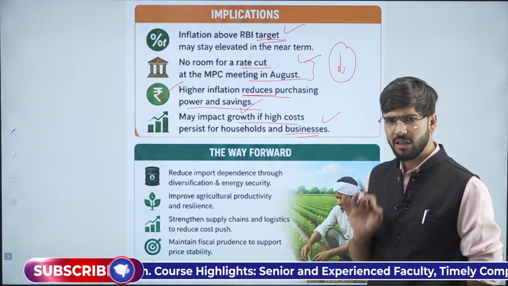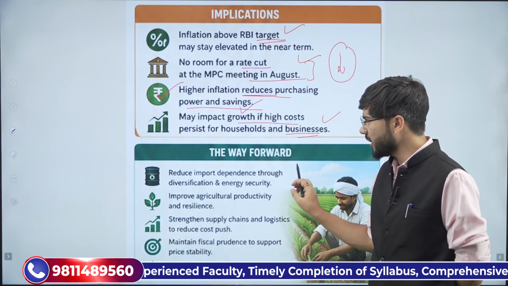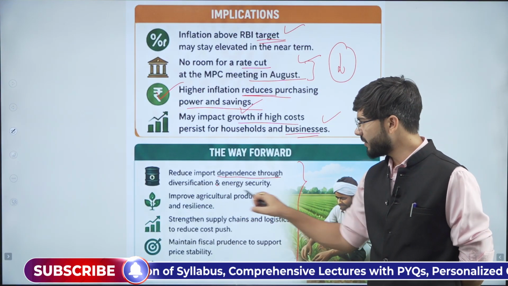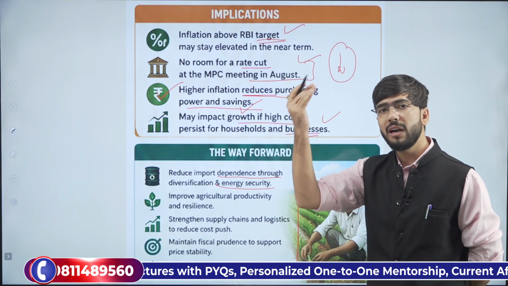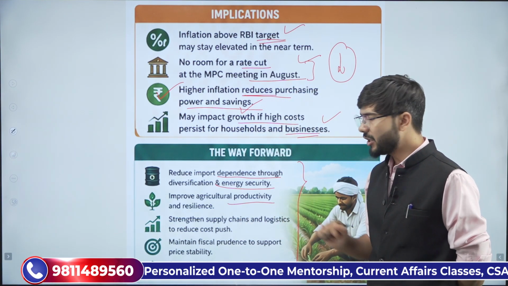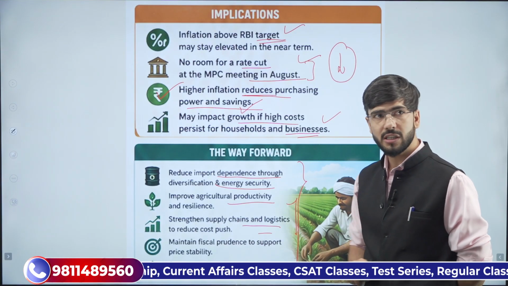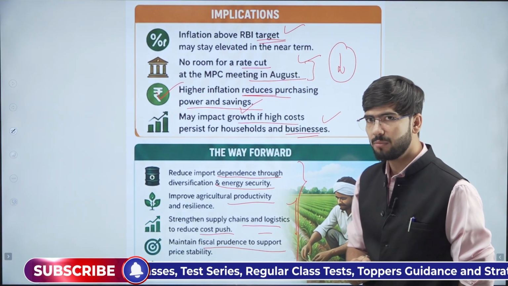What is the key way forward, or how should we approach this inflation? Very simple: we should reduce our import dependence, we should diversify our imports, and we should lead the economy with more and more exports. Agricultural productivity should be increased, and the supply chain and logistics strengthened to reduce cost push inflation, and fiscal prudence maintained.